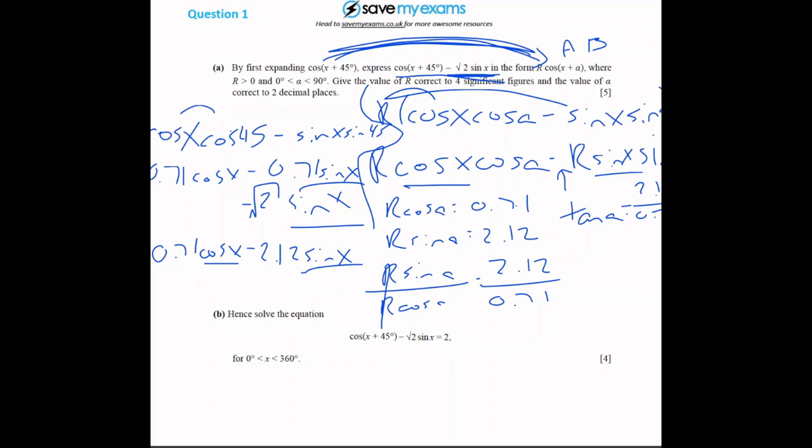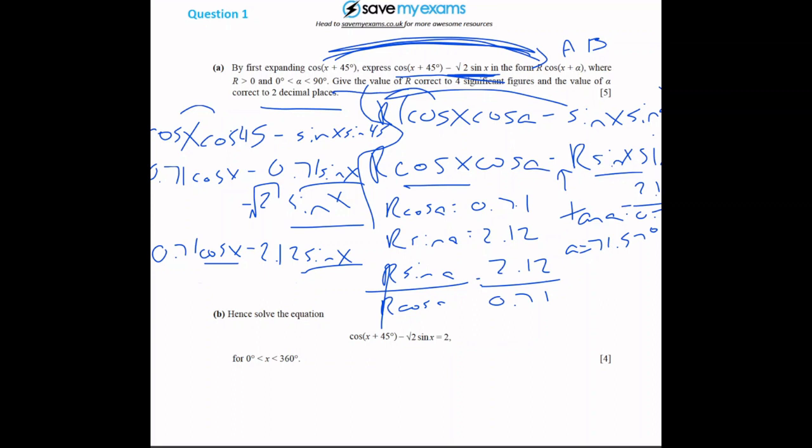I just put that in my calculator. That would give me tangent A equals 3. And if I take the inverse tangent on both sides, I would get 71.57 degrees. 71.57 degrees, and that is our A, to 2 decimal places. But that's not all they asked me. They also say to give the value of R.